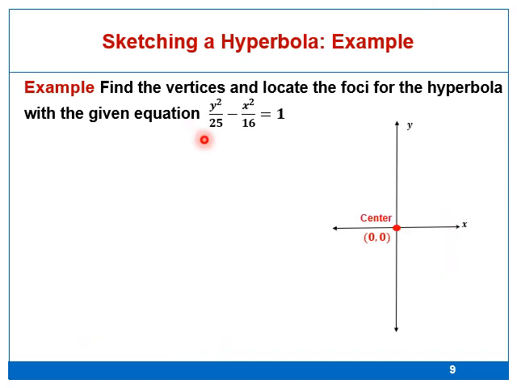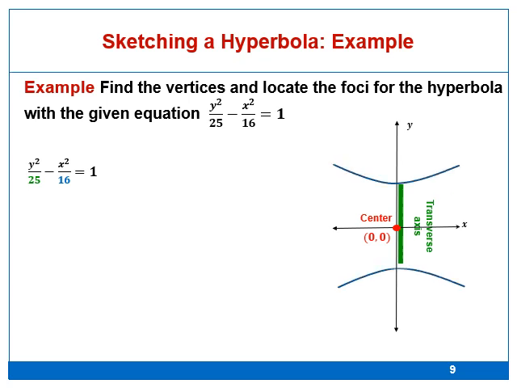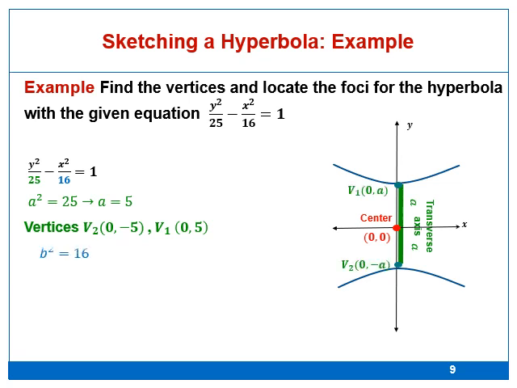Another example, here it's required to sketch this hyperbola showing its vertices and foci. We can observe that this equation is in a standard form, so the center is the origin. In this case, the y squared term is the positive term, so the transverse axis is vertical, and the hyperbola cuts the y-axis. There is no intersection with the x-axis at all. The number in the denominator of the y squared is the a squared, so a is 5. The number below the x squared is the b squared, so b squared is equal to 16, and b is equal to 4.